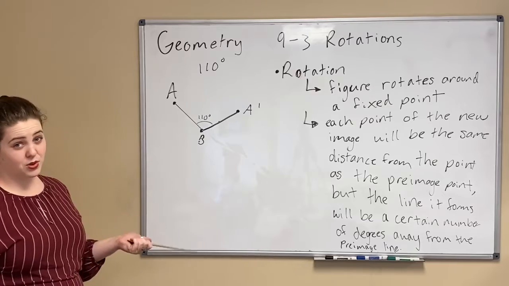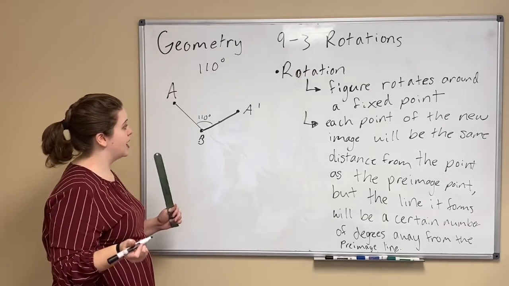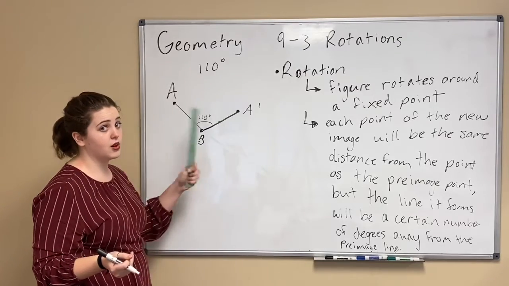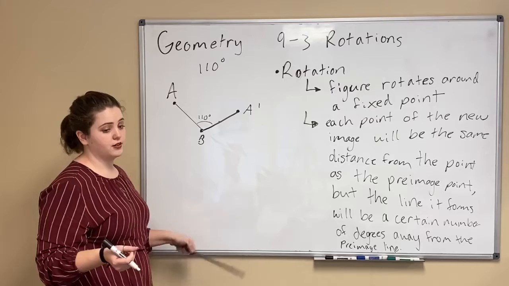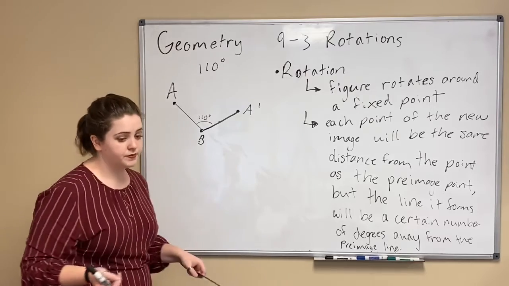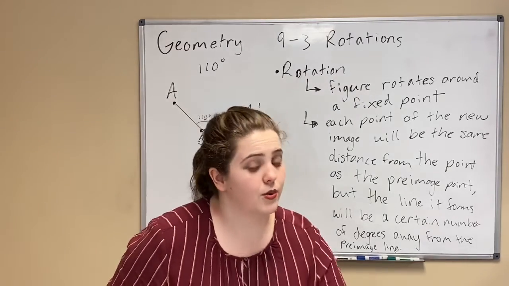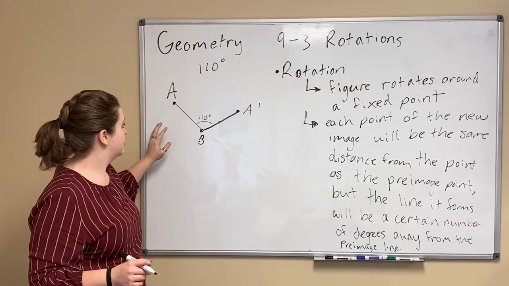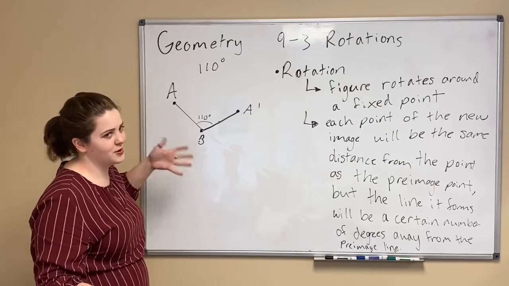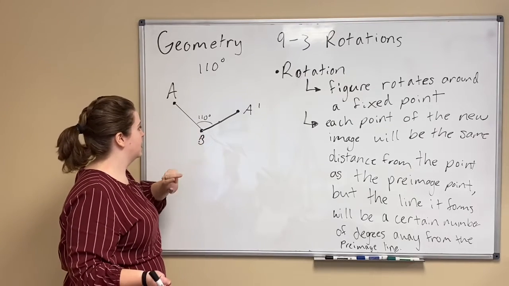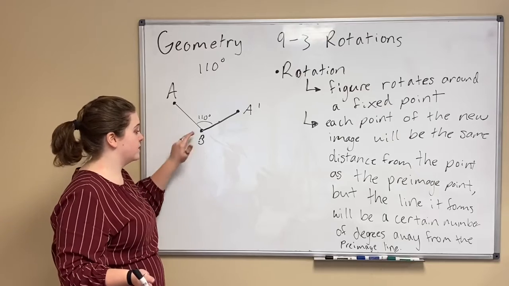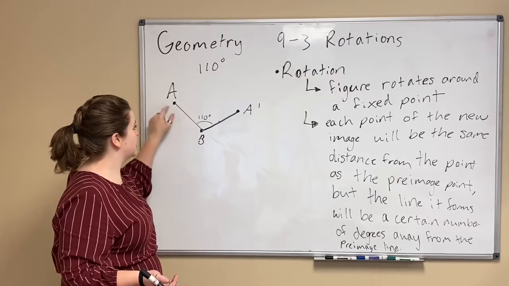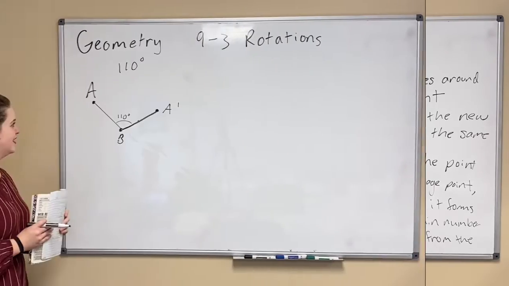Now that's with one point. If you had multiple points, you would just do the same thing I did here with A, but with all of the points, so that at the end you had your same shape. And it is no matter where the points are, but it's also no matter where the fixed point is. It could be inside the shape, it could be outside the shape. Either way, you need to measure the distance and the degrees.